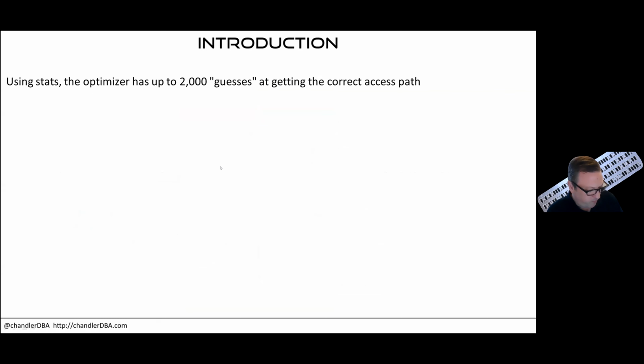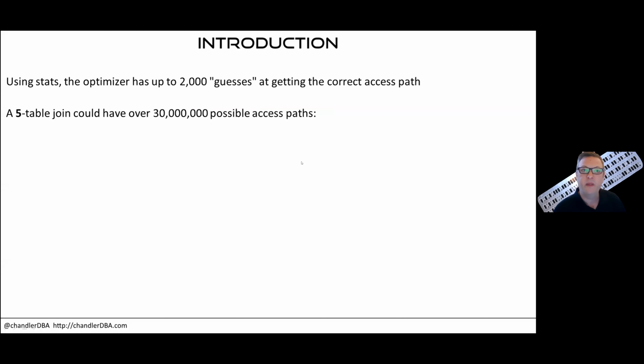Now, it could spend all day trying to work out the best way to get to your data. But that would take time, making sure it's absolutely exact. So the optimizer has currently 2,000 guesses at getting the correct access path. The problem with that is that a 5-table join could have up to 30 million possible access paths. Now that might seem like a ridiculously high number for a 5-table join.